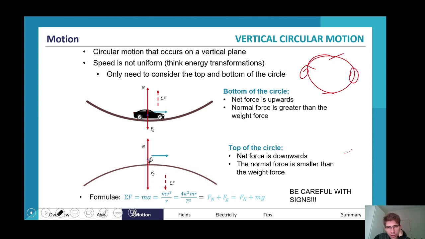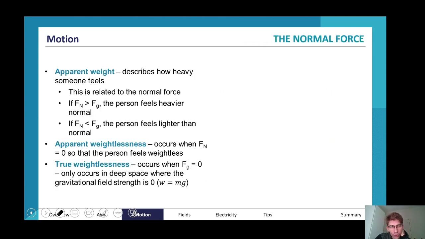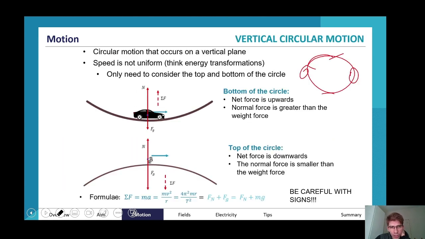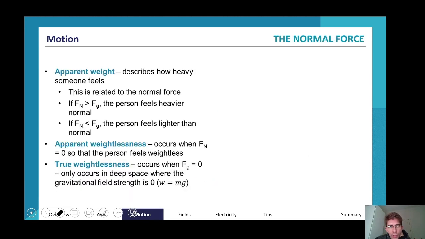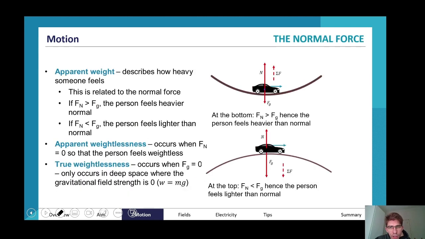But all that you need to understand is that at the bottom of the circle, the normal force will be greater than the weight force, and at the top of the circle, the weight force will be greater than the normal force, and the object will keep going in circles anyways. The main thing about apparent weight and apparent weightlessness is that the normal force is our perception of weight, right? The greater the normal force, the heavier we feel, right?